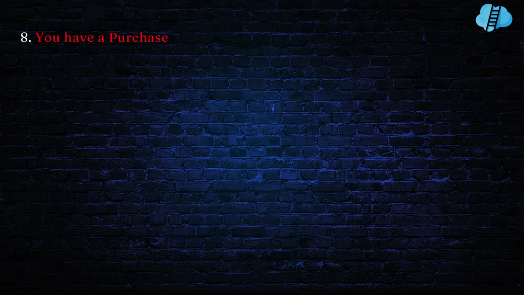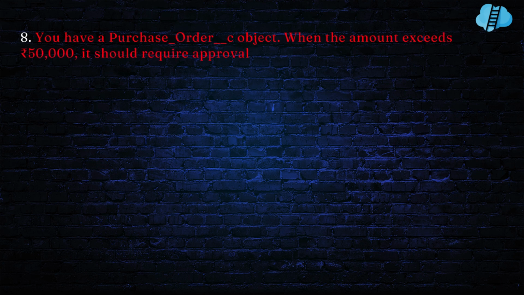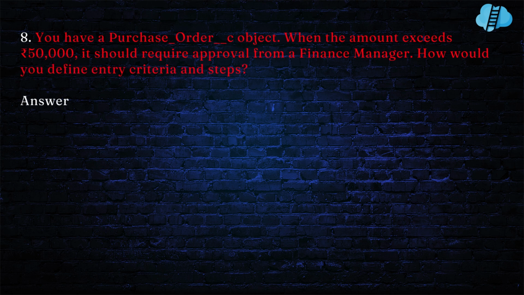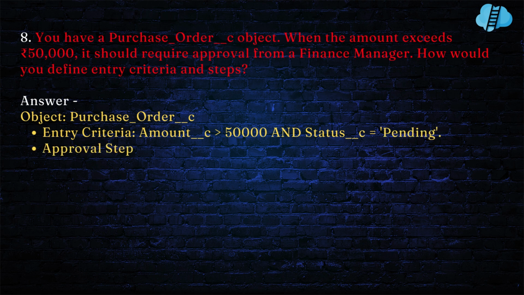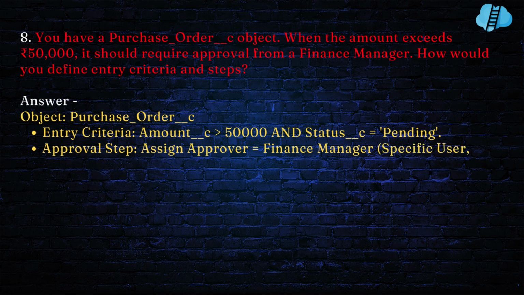8. You have a Purchase_Order__c object. When the amount exceeds 50,000 rupees, it should require approval from a finance manager. How would you define entry criteria and steps? Answer: Object: Purchase_Order__c. Entry criteria: Amount__c greater than 50,000 and Status__c equals Pending. Approval step: assign approver equals finance manager, specific user, public group, or hierarchy.